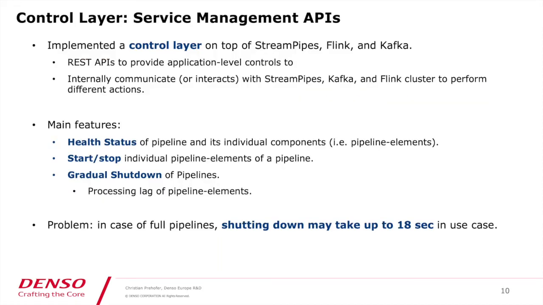As we already mentioned in the system architecture, on top of the system we have implemented service management APIs on top of Apache StreamPipes, Flink and Kafka, which provide REST APIs supporting different application level controls to internally communicate or interact with StreamPipes, Kafka, and Flink in order to perform different actions. Some of these actions include checking the health status of the pipeline and also its individual components, which are the pipeline elements, and starting or stopping the individual pipeline elements of the pipeline.